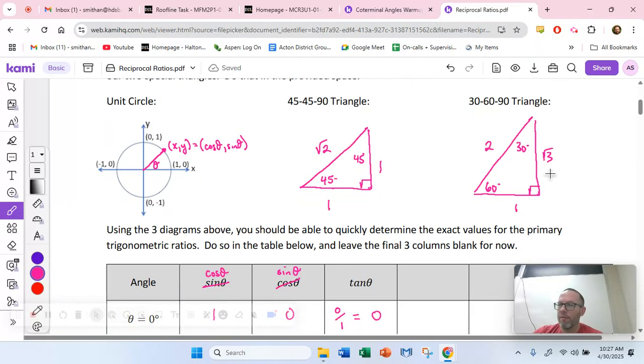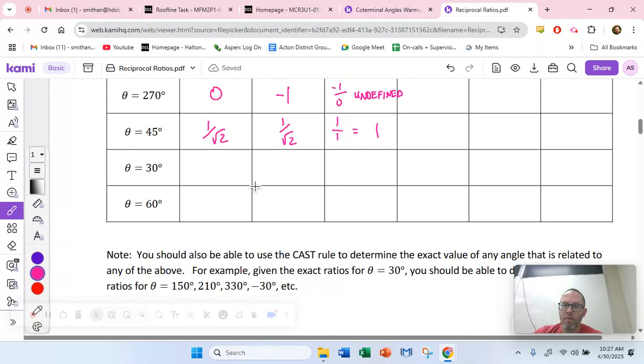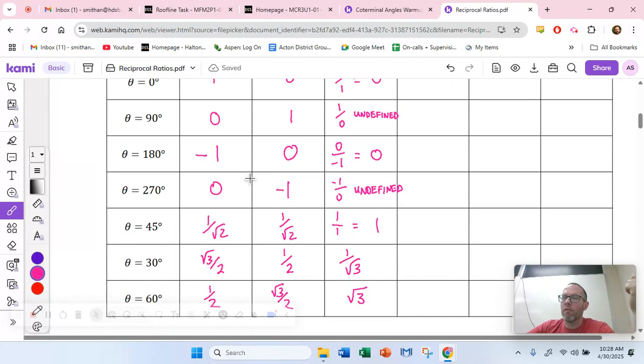For 30 degrees, adjacent is root 3. So we have root 3 over 2. For sine of 30, the opposite is 1, so 1 over 2, and then opposite over adjacent, 1 over root 3. And then the adjacent and opposite flip-flop for 60. So 1 over 2, root 3 over 2, and 1 over root 3 flips to just root 3 over 1, or root 3. So just another exercise with our special triangles and the unit circle.